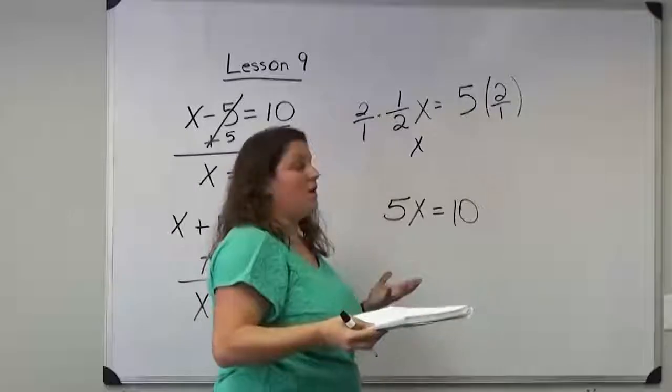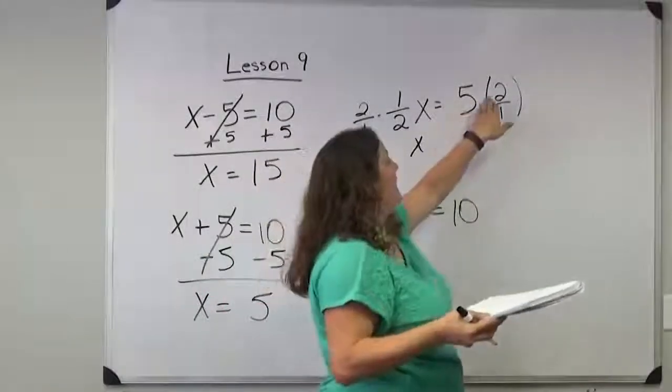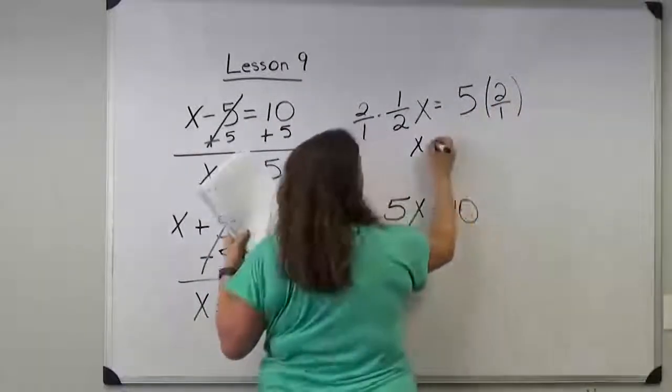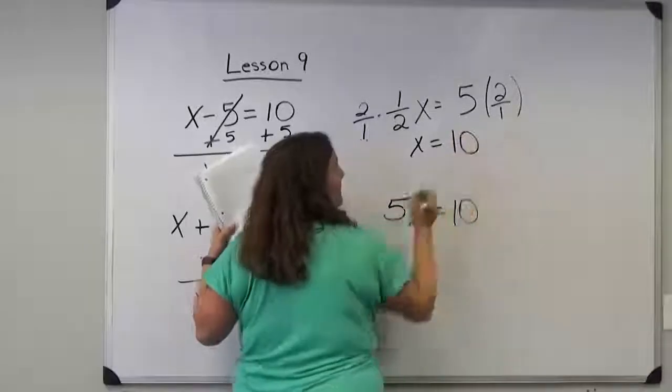Now we know that 2 over 1 is the same as 2. So 5 times 2 equals 10.